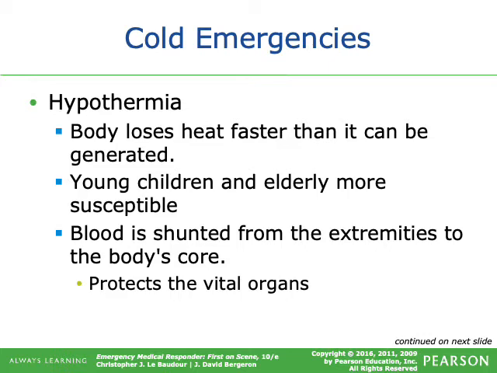So children and the elderly are more susceptible to hypothermia. This is because, especially the elderly, they're going to have less subcutaneous tissue and they're going to lose heat faster and have less mechanisms to maintain their body temperature. With children, it really comes down to a larger surface area proportionately. They just have more surface area exposed to the environment, and they will more quickly lose body heat as well.